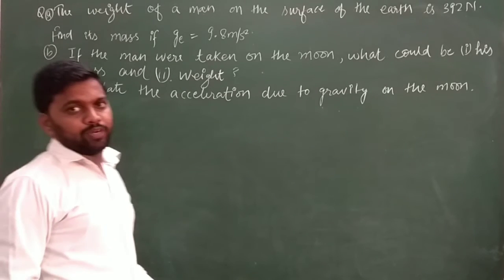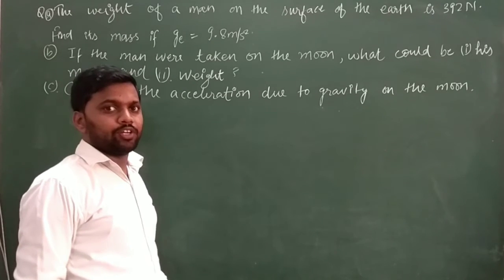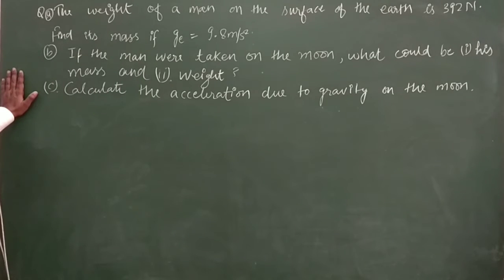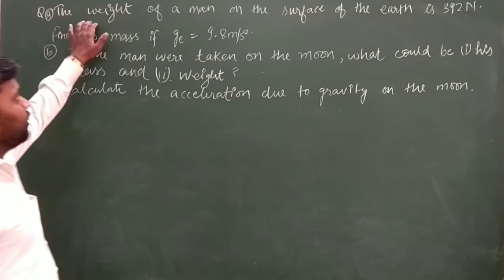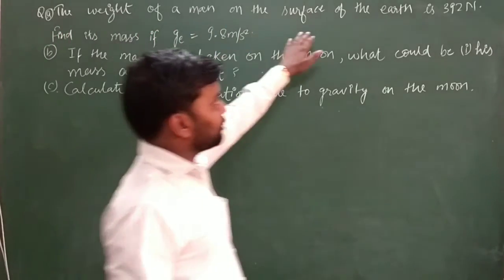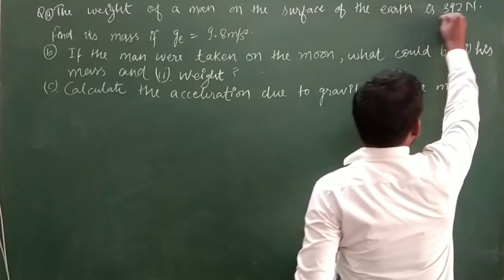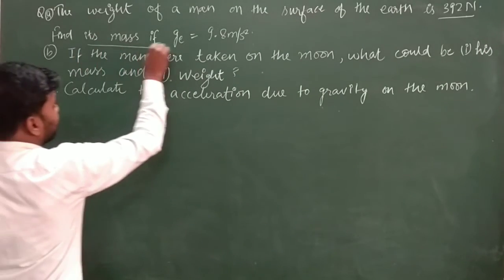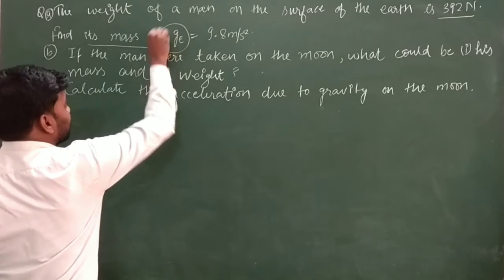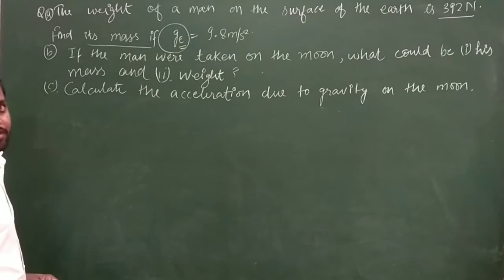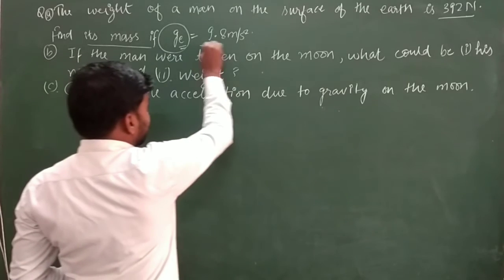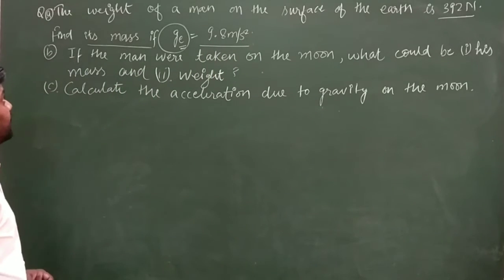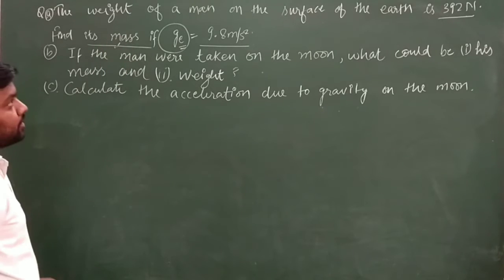Here we have another numerical based on the weight of an object on the surface of the moon. The question is that the weight of a man on the surface of the earth is 392 Newton. Find its mass if acceleration due to gravity on earth, that is g_e, is given in the suffix. It's 9.8 meter per second square. So we need to find out the mass on the surface of the earth first.